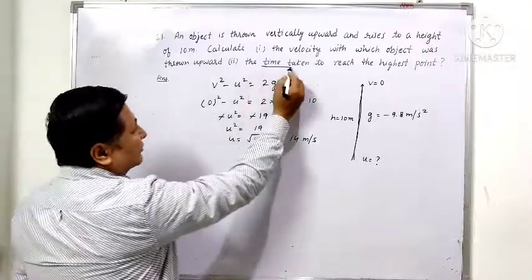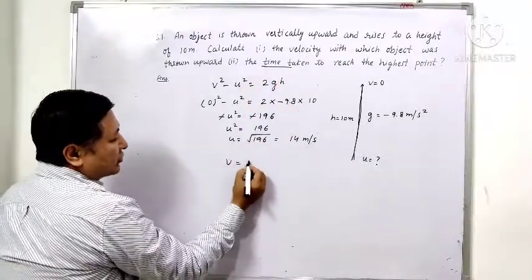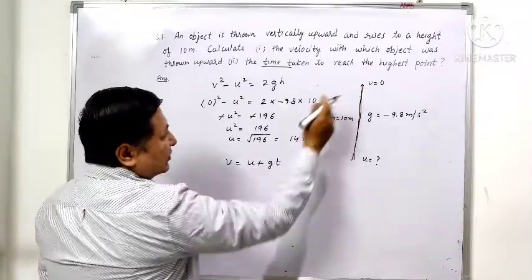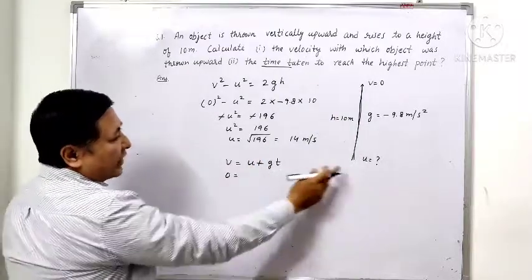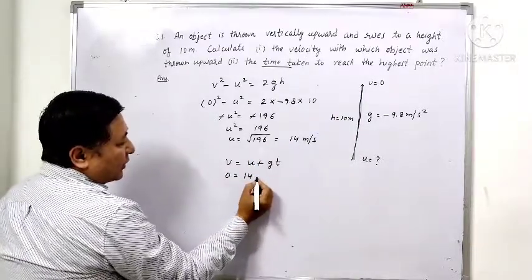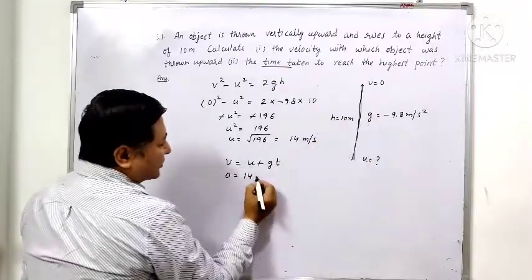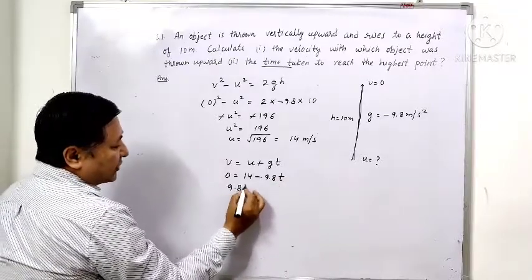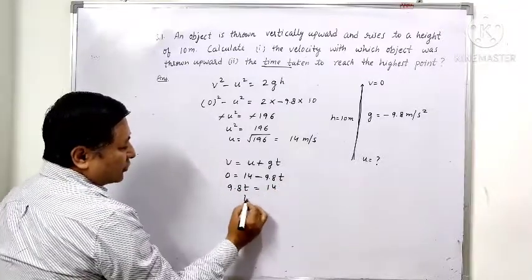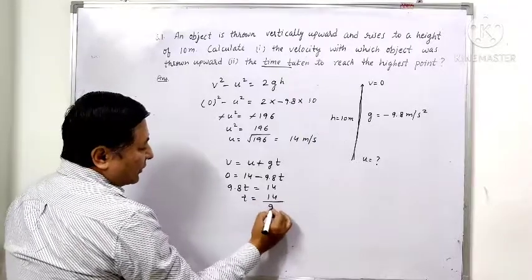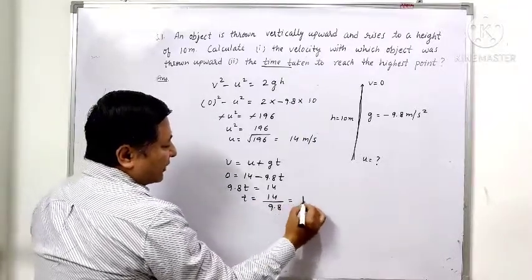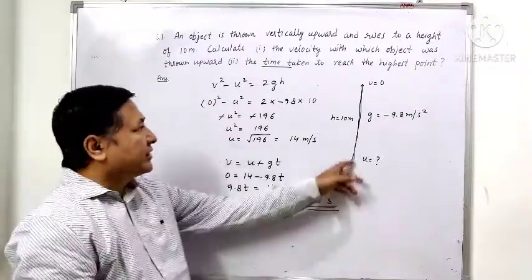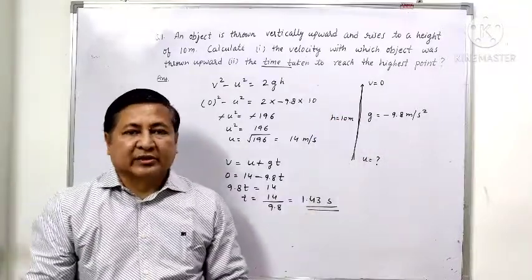Now we have to calculate the time also. We will use the first equation of motion. V is equal to u plus gt. V, as you can see, is the final velocity, which is 0, and u we have calculated, that is 14. Then g is minus 9.8 and t we have to calculate. So we shift this side. 9.8 t is equal to 14. So t will be equal to 14 upon 9.8. When we solve this, we get the answer 1.43 second. So the time taken to reach the highest point is 1.43 second.